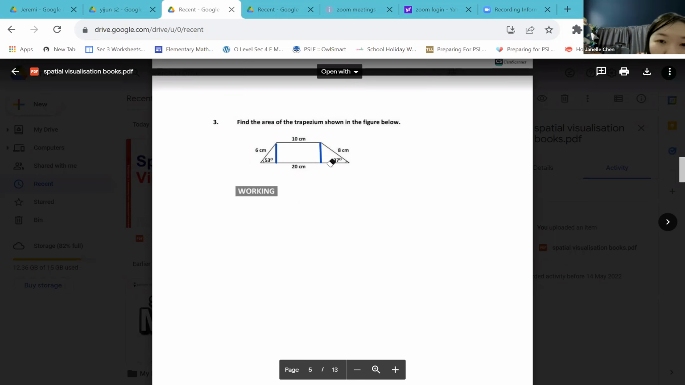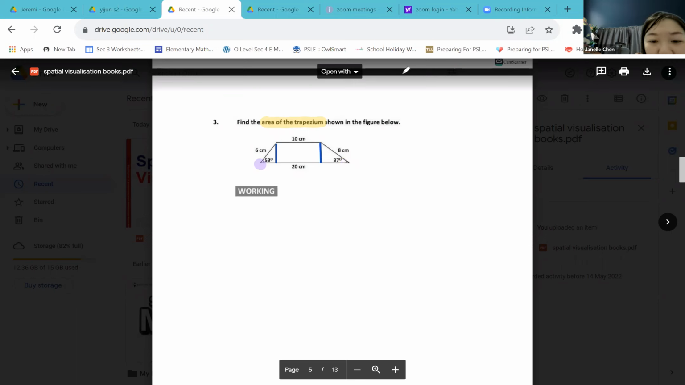So what I would like to highlight to you all for this kind of question, especially if it is an area question or perimeter question and they somehow gave you angles, which is a bit off, right? Normally they won't give you angles when they want you to find area or perimeter.